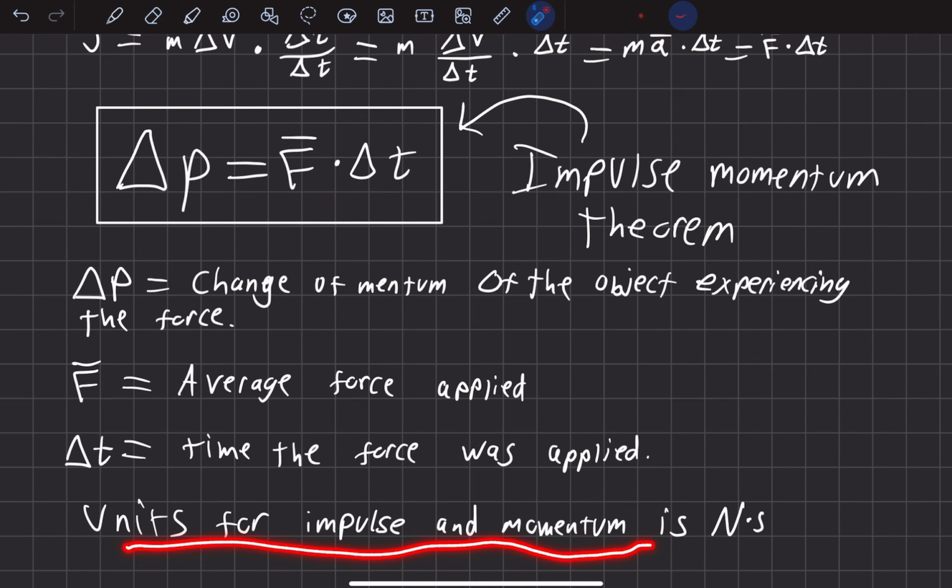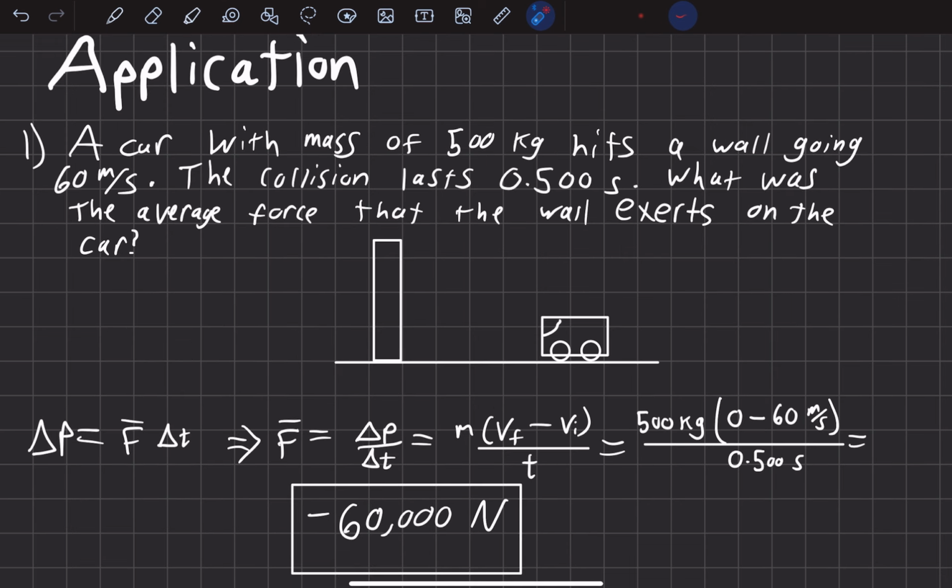The units for impulse and momentum are both newtons times seconds. We can see that also from the force times time. We're going to have a newton times a second in units. Let's go over an application of the impulse momentum theorem.